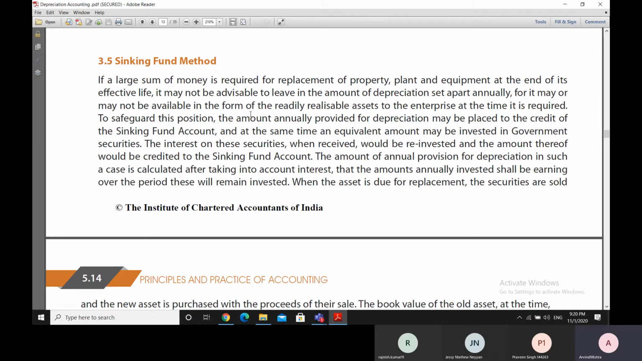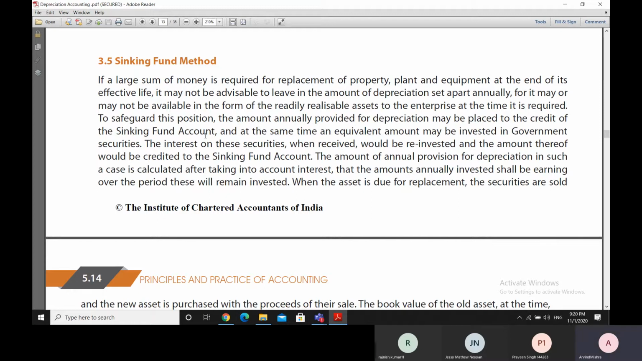So therefore, to safeguard this position, instead of annually providing for depreciation, which is perhaps credited to the provision account by debiting the depreciation account, a better method is to place a certain amount to the credit of a sinking fund account, and at the same time an equivalent amount, equal to the amount set apart in the sinking fund account, would be invested in government securities. And you are well aware that government securities can be liquefied anytime.